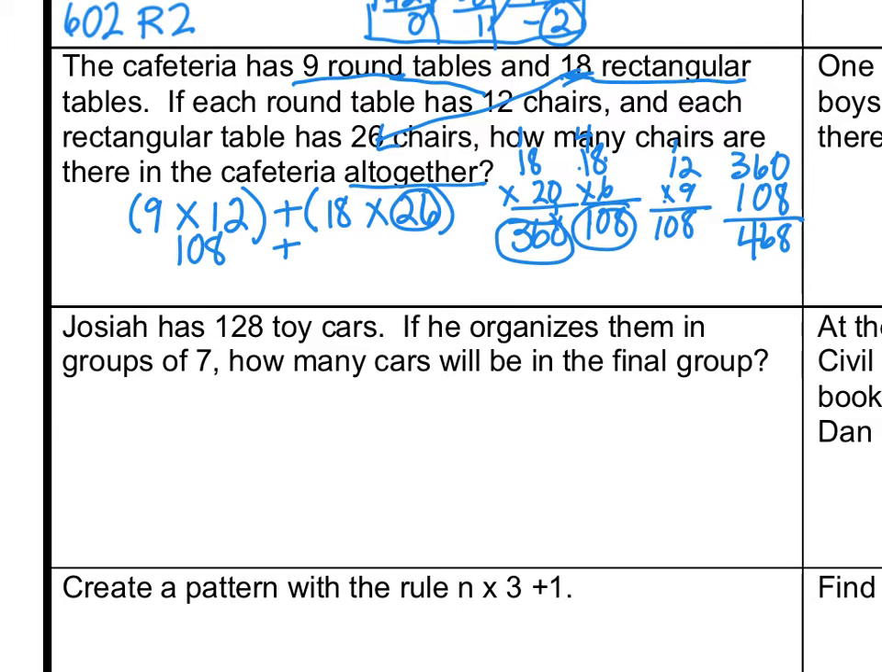There we go. Now we've got 468. Now we get to add the 108 and the 468. So I'm going to do that over here. 8 and 8 is 16. 6 and 1 is 7. 4 and 1 is 5. So 576 chairs.